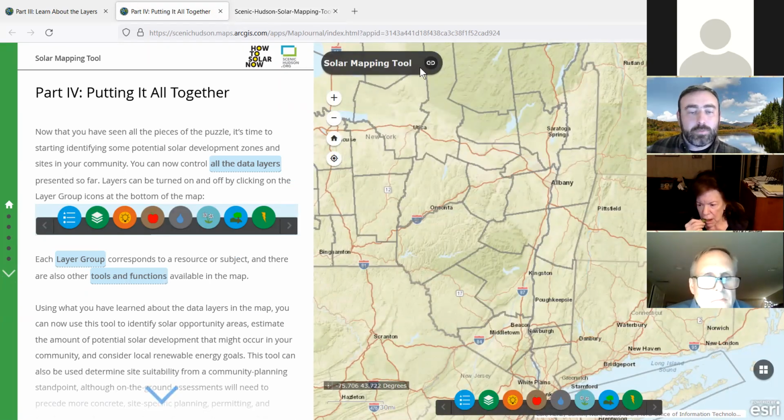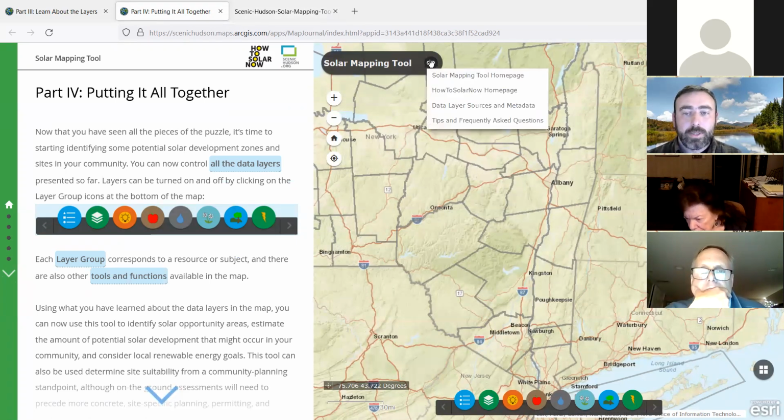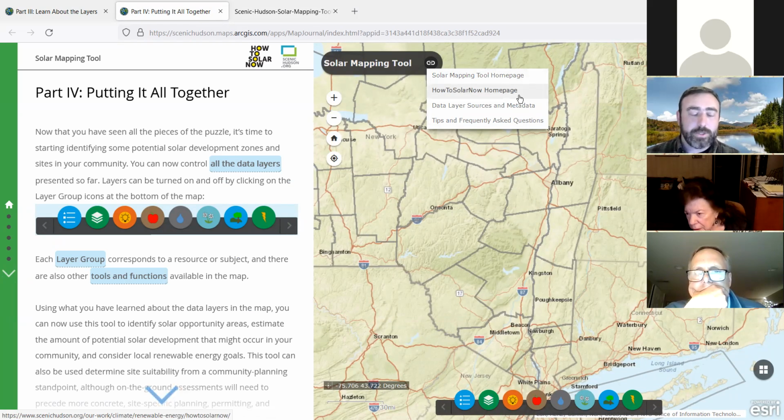To point out a few more features. So I'm not going to delve into things too deeply here, but I do want to point out sort of some of the bells and whistles so that folks can play if they want to between now and our next session. There's a little link or paperclippy looking thing here that has links to the solar mapping tool homepage, the How to Solar Now homepage. So that also includes our zoning guide and our siting guide. Again, links to the data layer sources and the tips and frequently asked questions.